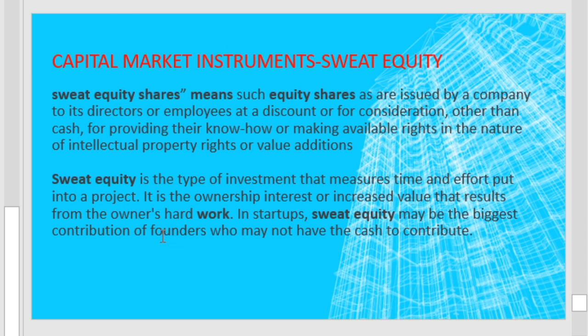These are the different types of instruments that are available in the capital market. Some of the instruments we have discussed so far are equity shares, preference shares and their different types, right shares, bonus shares, blue chip shares, golden shares and sweat equity shares. These are some of the important instruments of the capital markets in India.